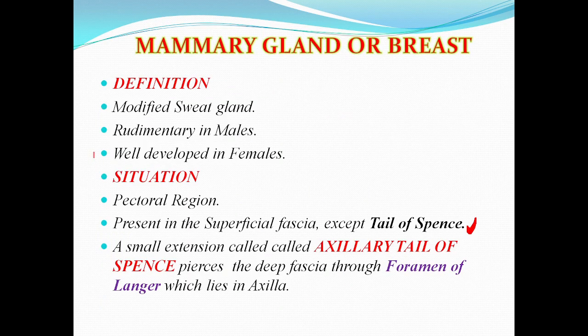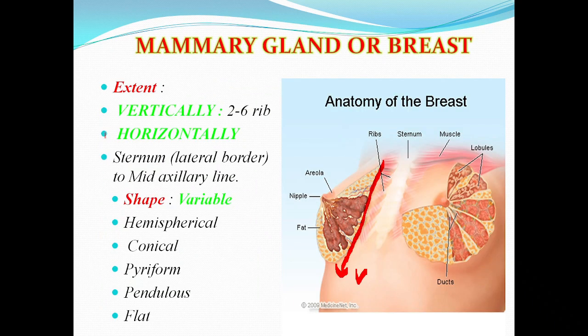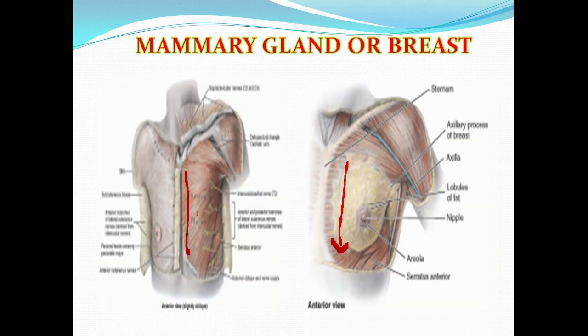The next statement: try to see the horizontal extent from the sternum to the mid axillary line. So this is the sternum and this is the axilla. From the axilla, try to draw a line directly downward. This is called the mid axillary line. So from the sternum to the mid axillary line you draw, horizontally. This is called your horizontal extent.